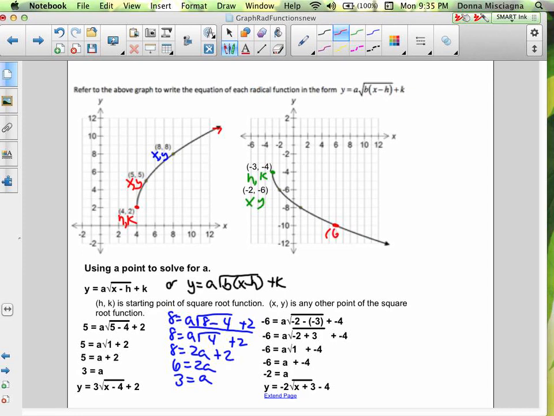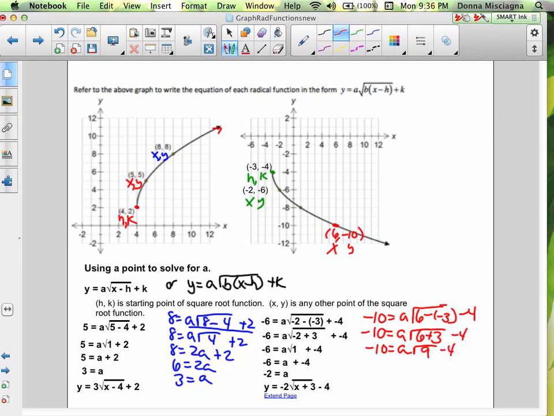All right, so 6, negative 10. We just plug in. So we have negative 10, that's y, is equal to a times the square root of 6 minus negative 3, and then minus 4. So we have negative 10 equals a times, minus a negative is plus, this is 6 plus 3. Add 6 plus 3 is 9.